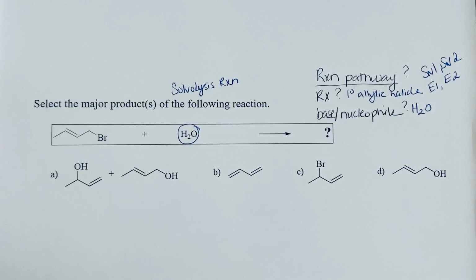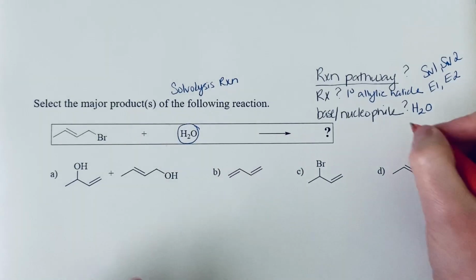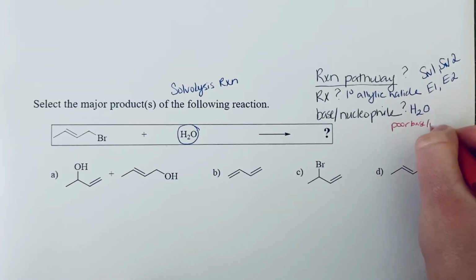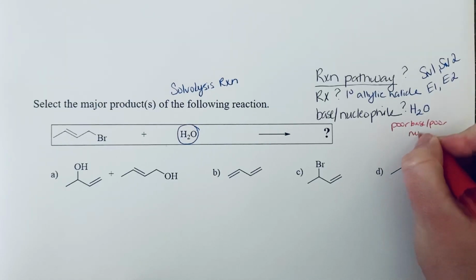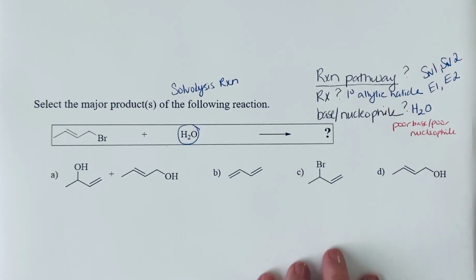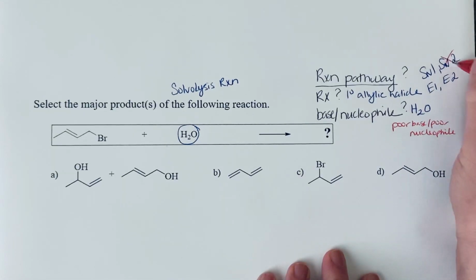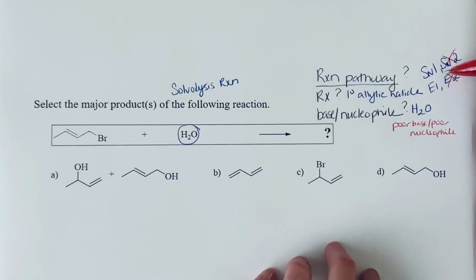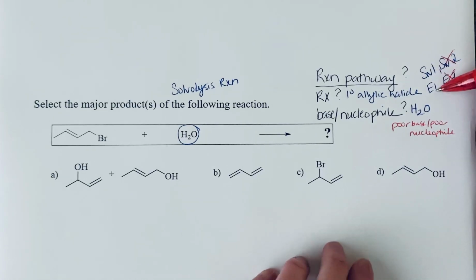And so we need to know, is this a strong base? Is this a strong nucleophile? Or is it a weak base and a weak nucleophile? And neutral water is a relatively poor base and a poor nucleophile. And so this means that we are looking at one of the stepwise pathways. So it will not be an SN2, it would not be an E2. Those pathways would require a stronger base or stronger nucleophile. So we need to consider SN1 and E1.